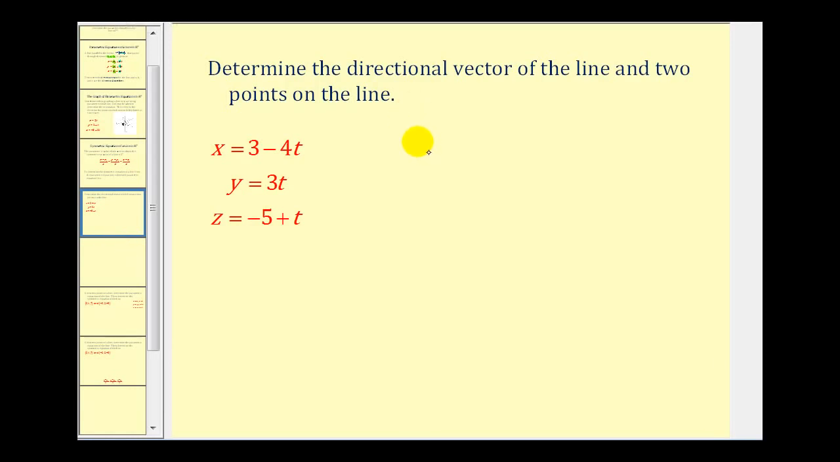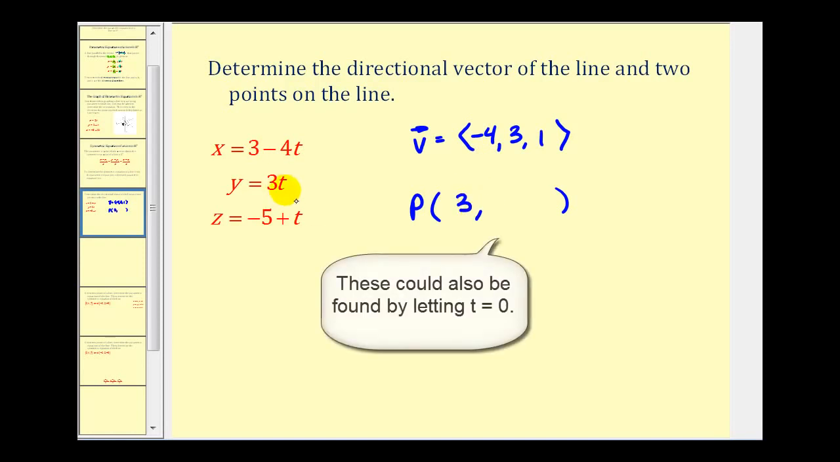Remember, the directional vector for the line is determined by the coefficients of the t terms. So the directional vector would have components negative 4, positive 3, and positive 1. Now let's try to find 2 points on the line. We can find the first point, we'll call it point P, by the constants of each of these equations. So the x-coordinate would be positive 3. The y-coordinate would have to be 0, and the z-coordinate would be negative 5.